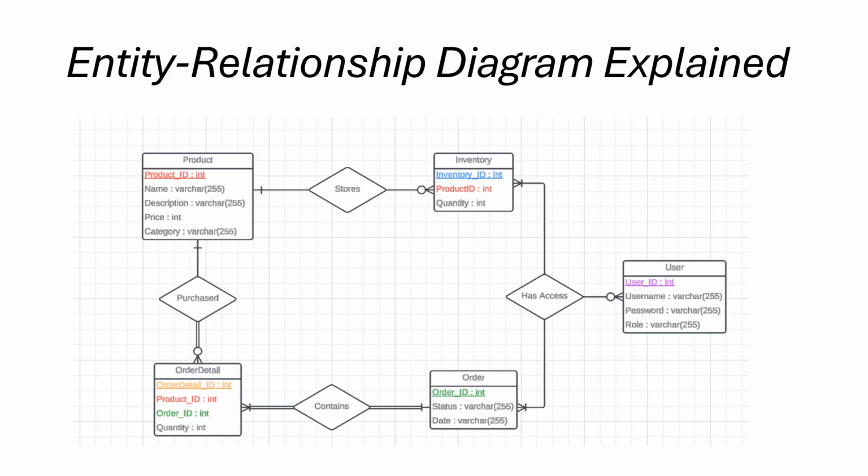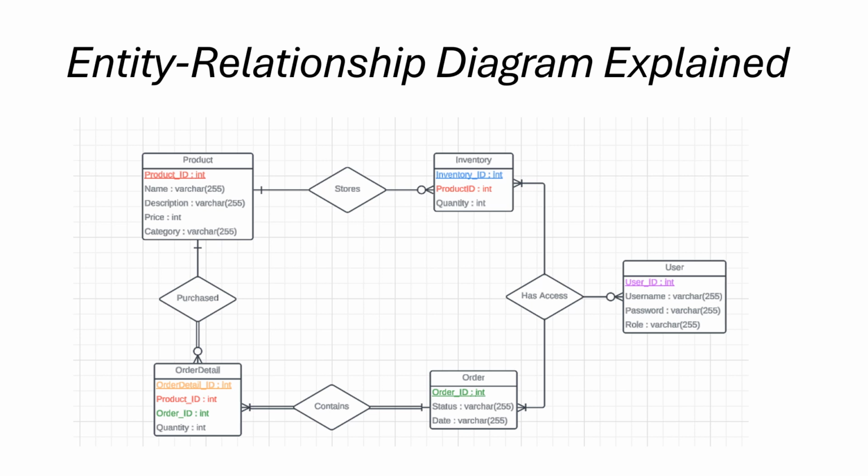The entity relationship diagram explained. In this slide, we see the ER diagram for the database. In this ER diagram, we have 5 different entities. The entities are product, inventory, user, order, and order detail. These entities have relationships which include stores, purchased, contains, and has access.